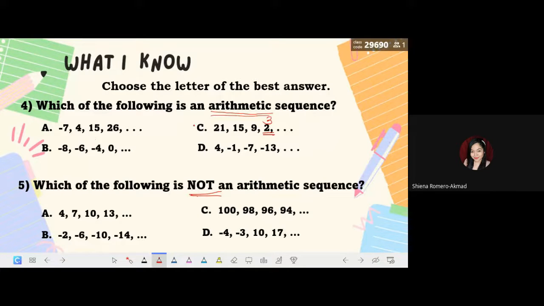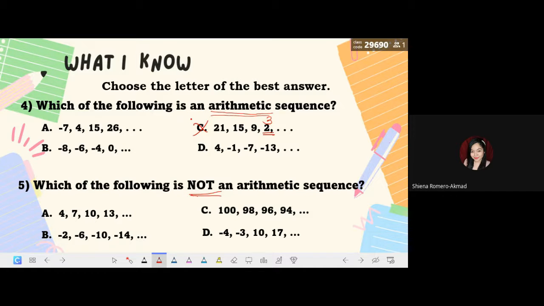Okay. How about for the other letters? Sige nga, pakicheck nga po if they are arithmetic or not. Yes, Mark. Letter B po. Letter D. What is the common difference sa letter D? What is the common difference for letter D? Adding positive 2 to the previous number.